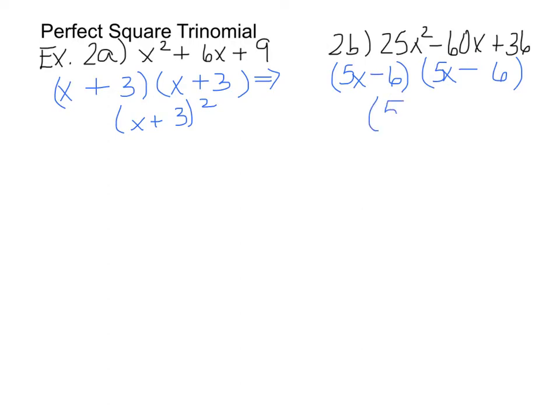So you'll write it as 5x minus 6 squared. The 60 comes in because if you do negative 30 and negative 30, that's negative 60. So if you double it, you get negative 60 on the inside. And then the last term is 36. So that's how that works out.